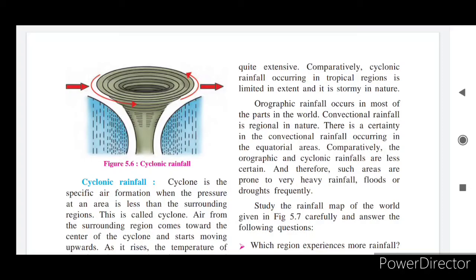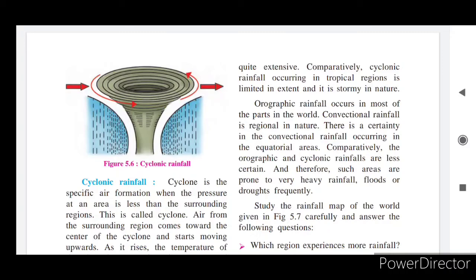And convectional rainfall is regional in nature. There is a certainty in the convectional rainfall occurring in the equatorial areas. In equatorial areas we can find the convectional type of rainfall, because due to the heat, the earth's surface heats, the air becomes light and goes upward, and due to that the condensation process takes place, and in that region rainfall takes place. So that is the convectional type of rainfall.